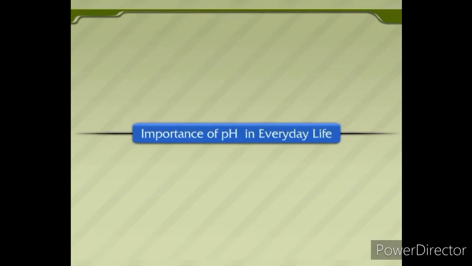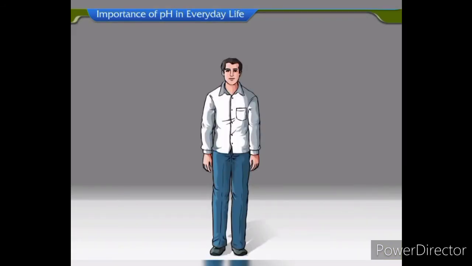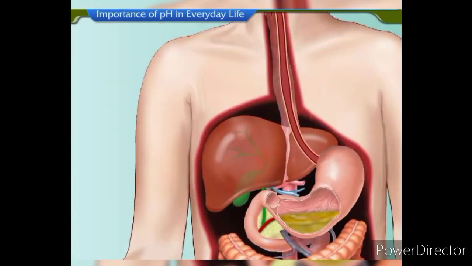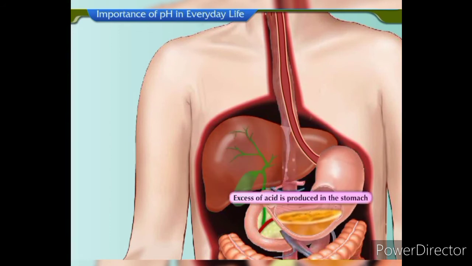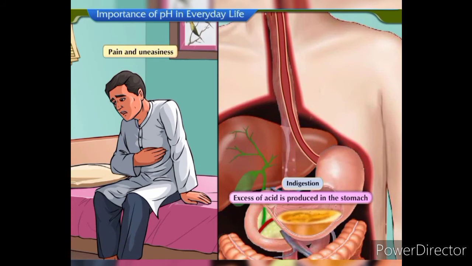Importance of pH in everyday life. What is the importance of pH in our everyday life? Our human body works well at a pH of 7.0 to 7.8. Our stomach produces hydrochloric acid, which helps in the digestion of our food. Sometimes, excess acid is produced in the stomach for various reasons, such as remaining hungry for too long. This excess acid causes indigestion, which produces pain and uneasiness. This condition is called acidity.